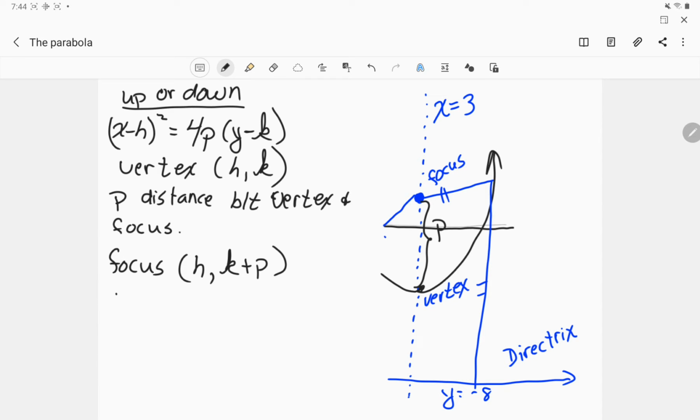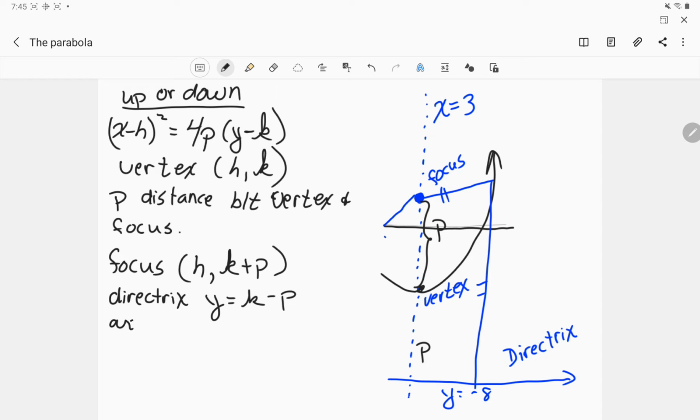The directrix is y is equal to whatever your y value in your vertex is minus p, because the distance from the vertex down to the directrix is the same as between the vertex and the focus. So it's k minus p.